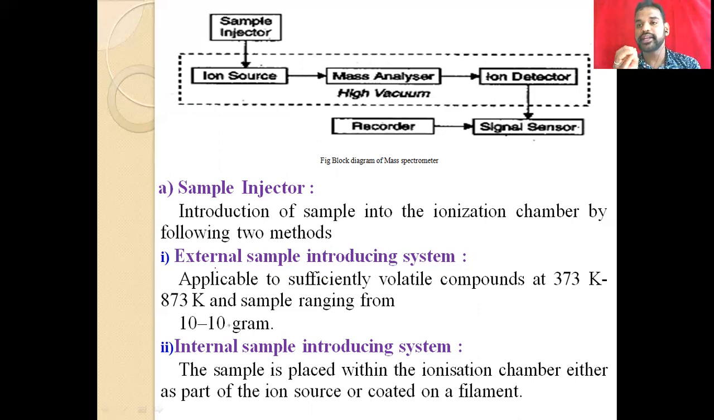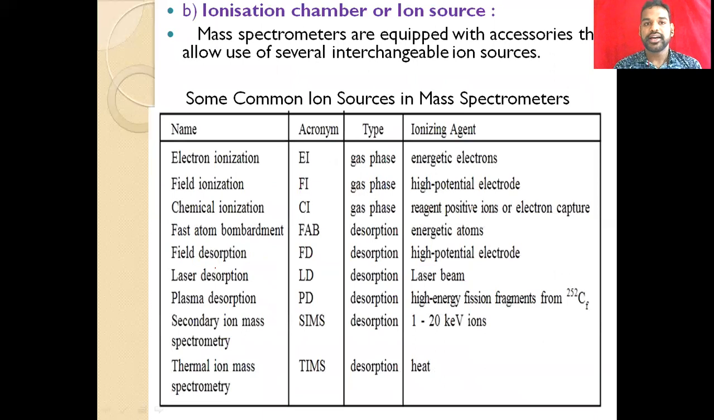So here directly we are introducing the sample inside the ion source. This is what we call the internal sample introducing system. The first one is the external sample introducing system, and then the ionization chamber. It has some common sources, that means for the different sources of ion we have different methods. For example, electron ionization, EI.